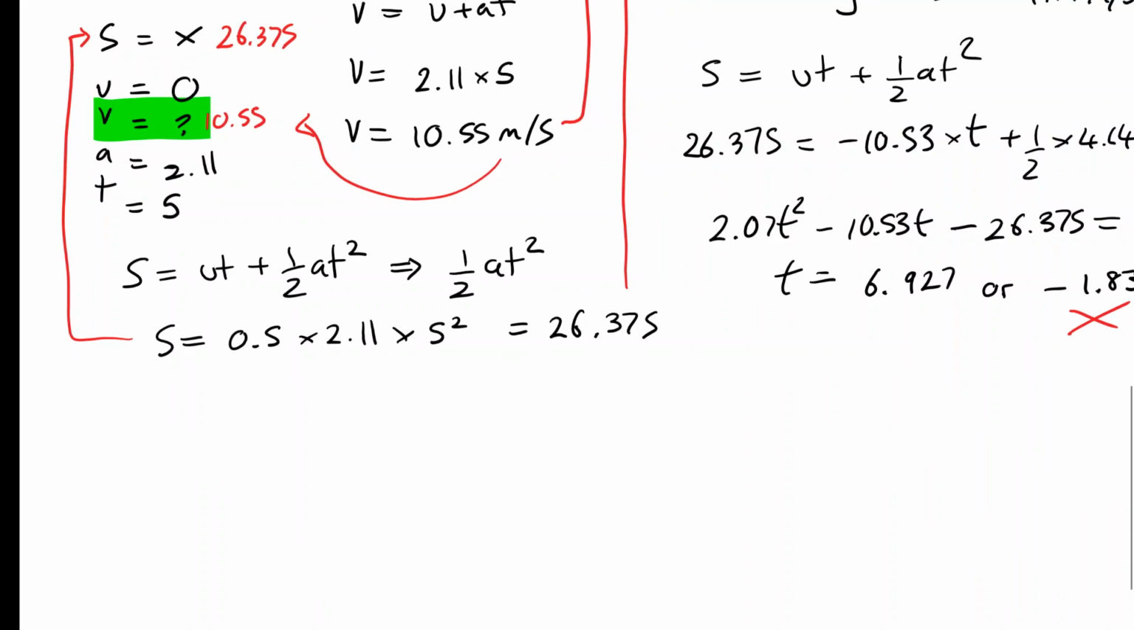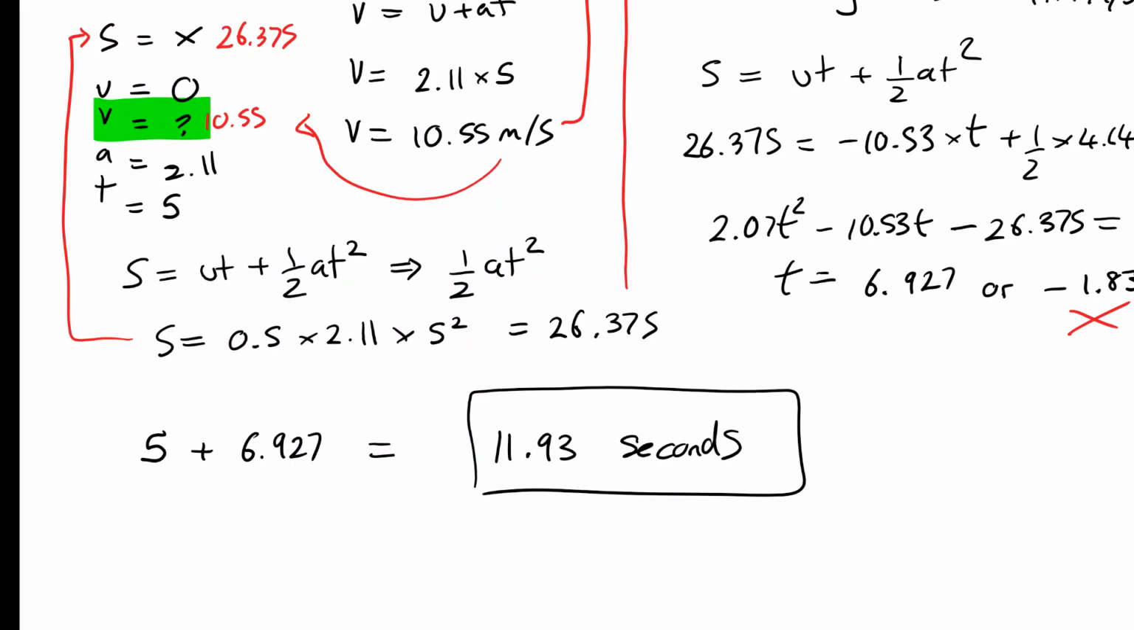And we've pretty much got the question at this point. It takes 5 seconds to run up the slope under acceleration. Then it carries on up the slope for a bit and then comes all the way back down to its original position in 6.927 seconds. So this takes a total of 11.93 seconds to get back to its original position. And that's the end of the question.